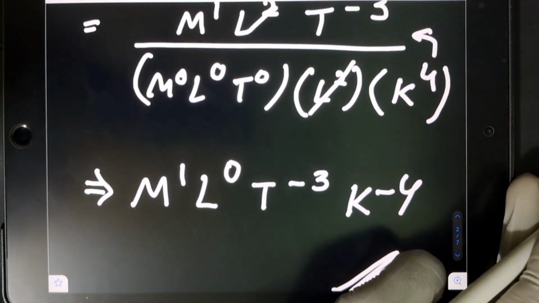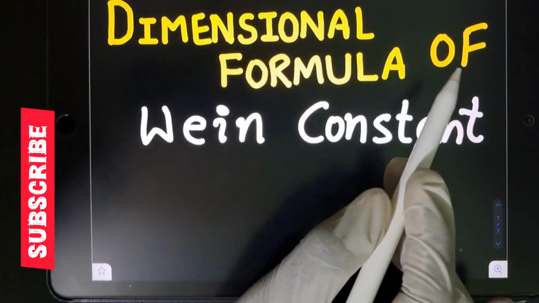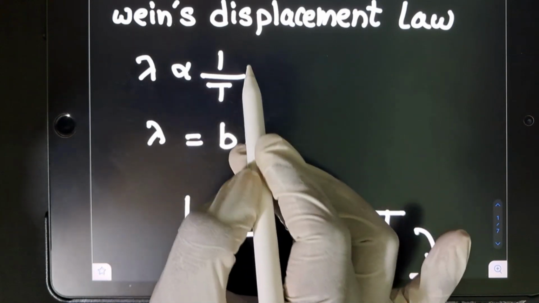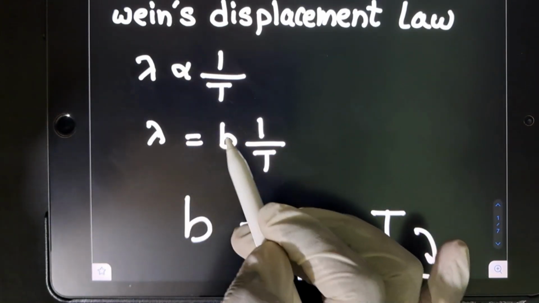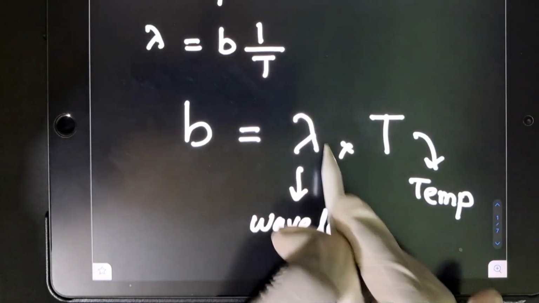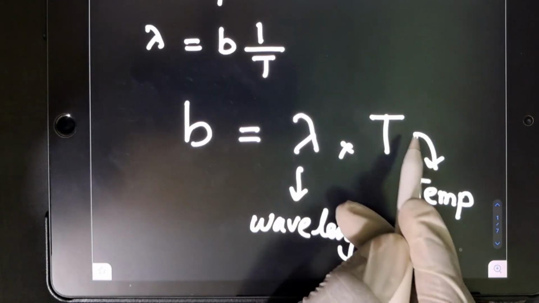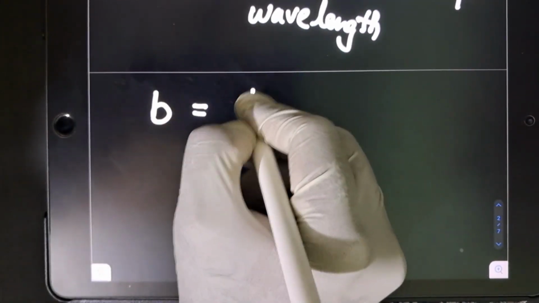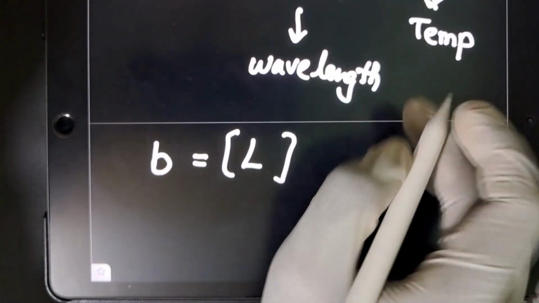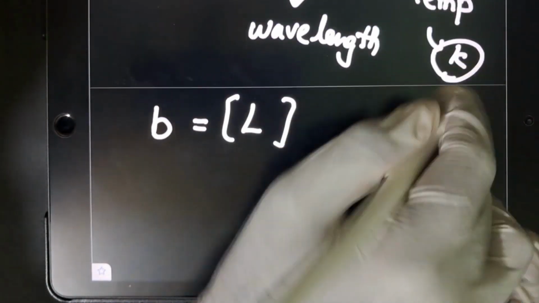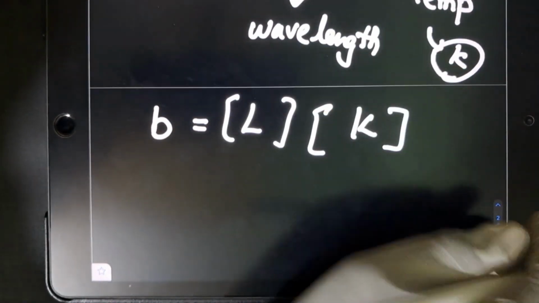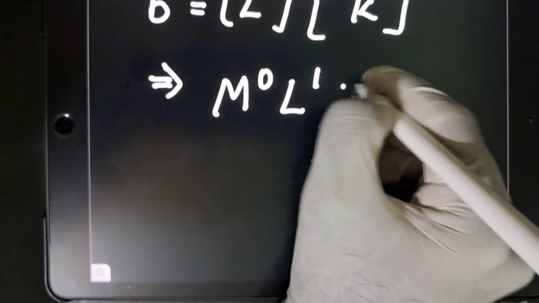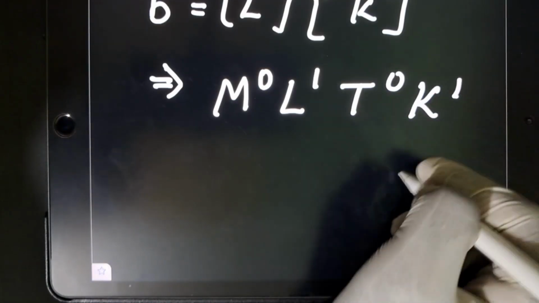To find the dimensional formula of Wien constant, lambda is equal to B into 1 by T, B by T. So here B is equal to Wien's constant, B is equal to lambda into T. Lambda is equal to wavelength, T is equal to temperature. So here B is equal to lambda, represented by L power 1, and temperature is K, not T, so K power 1. So we get M power 0 L power 1 T power 0 and K power 1.